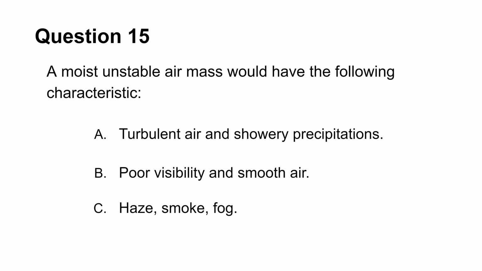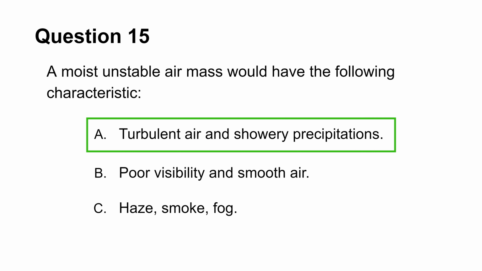The next question tests your knowledge of unstable air mass. We know that unstable air mass is associated with turbulence and showery precipitations with occasional thunderstorms. This makes choice A the answer. Choices B and C are wrong because these are characteristics of a stable air mass.